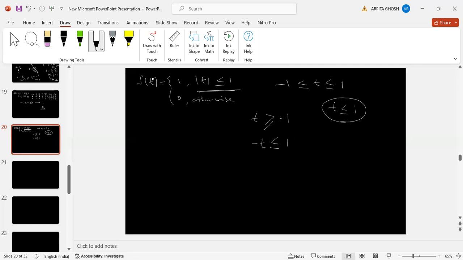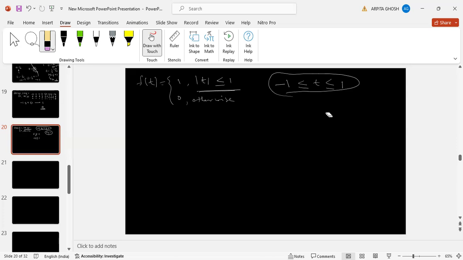But keep this in mind, we cannot check it value by value. Whenever mod t is less than or equal to 1, that means minus 1 less than or equal to t less than or equal to 1. You have to remember it. Mod t less than or equal to 1 means t lies between minus 1 and plus 1. Is that clear?